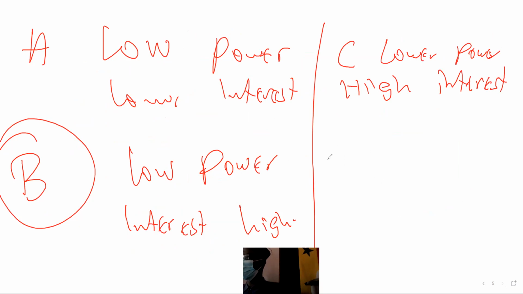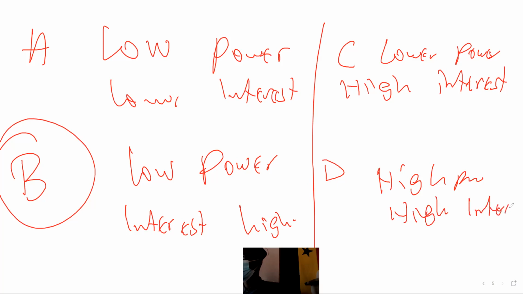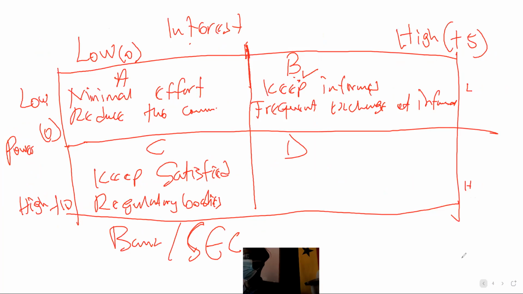Then the D, living legend. Everything is high. High power, and what? High interest. Who are they? They are very powerful. They also have high interest. These are the people that you always have to worry yourself about. They are the owners, the shareholders. You call them key players. These are the key players.